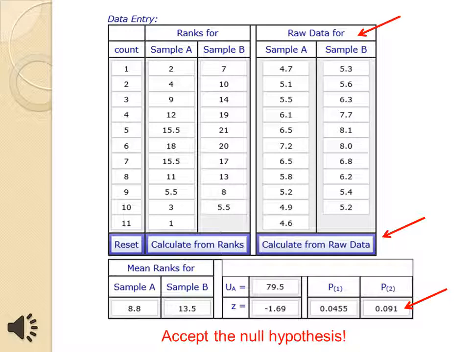We always use the p-value represented for a two-tailed test, which in this case is designated by p equals 0.091. As the p-value is greater than 0.05, we accept the null hypothesis, indicating that there is not a statistical difference between the two groups.